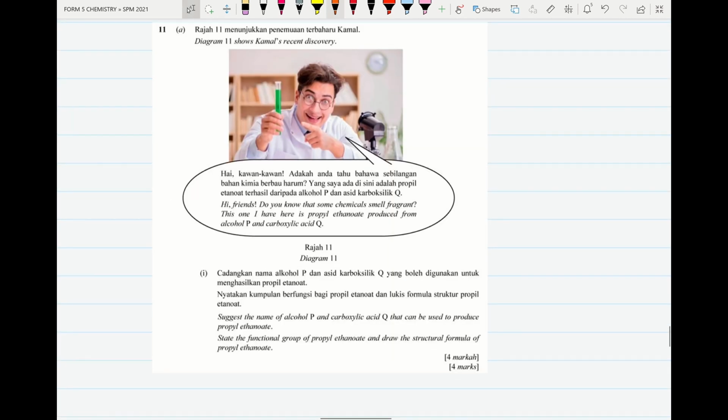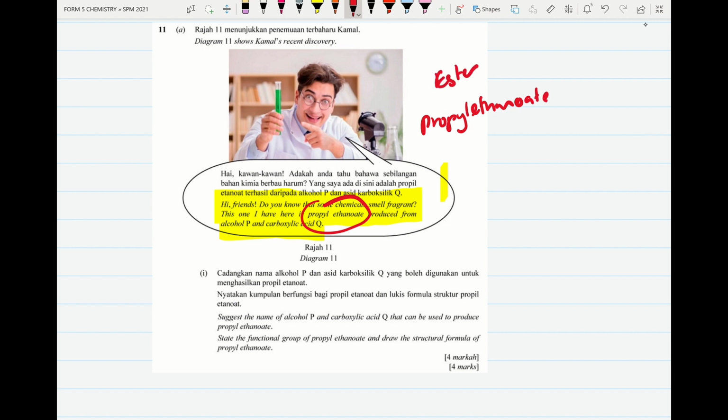What's the question? So we try to read this question. Hi friends, do you know that some chemicals smell fragrant? This one we have propyl ethanoate. So I take propyl ethanoate here. This propyl ethanoate belongs to the ester homologous series.